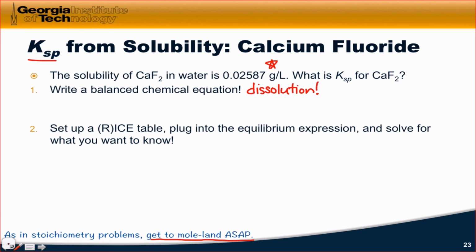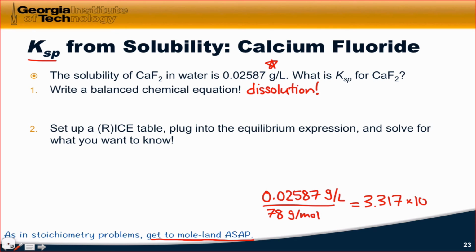So the first step here is to convert to a value in moles. To go from a mass solubility to a molar solubility, we need to divide by the molar mass of the solute, CaF2, which in this case is about 78 grams per mole. And this gets us to a molar solubility value of 3.317 times 10 to the negative 4 moles per liter. That's going to be an important input into our ice table.